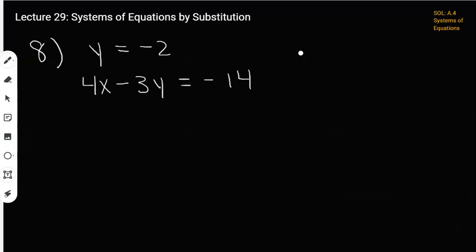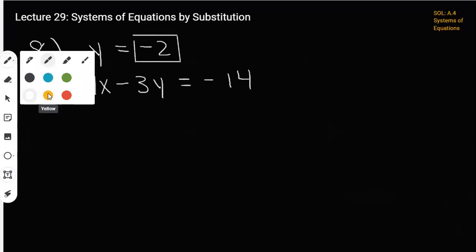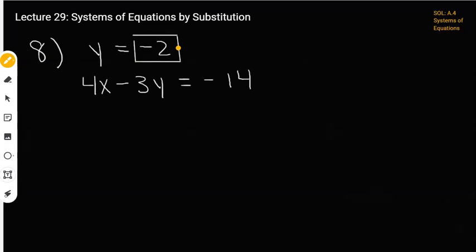So this time, the bottom equation is in standard form, but the top equation is in slope-intercept form. I'm going to put a box around the -2 because y is already solved for me this time. So half your answer is already there. And all I'm going to do from here is plug it into the y on the bottom. So right here.